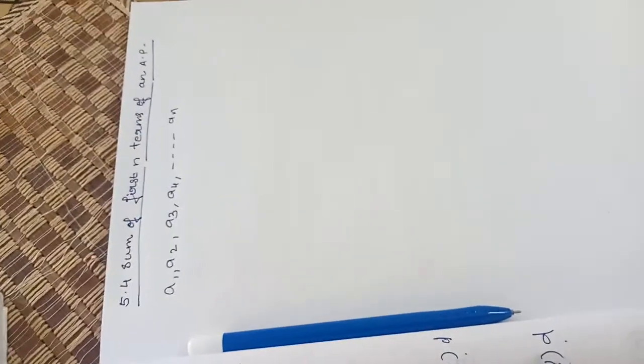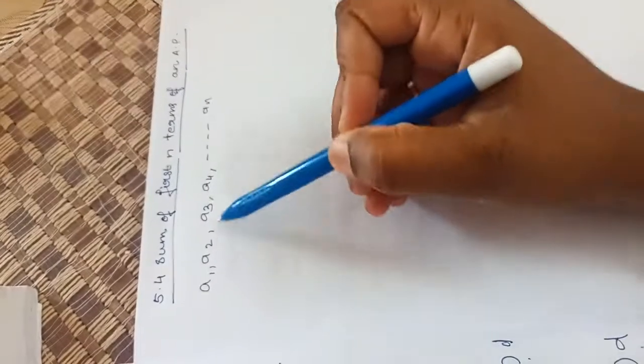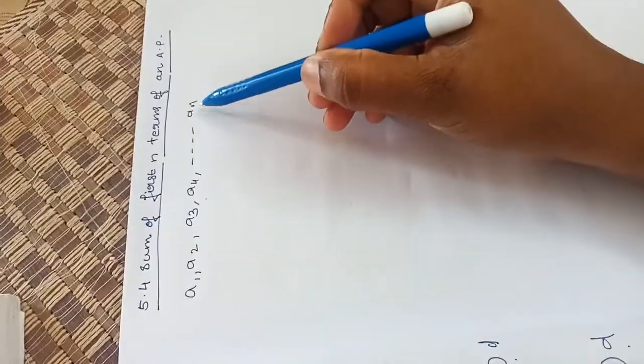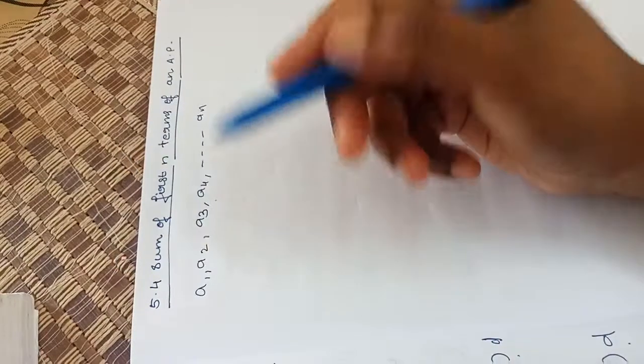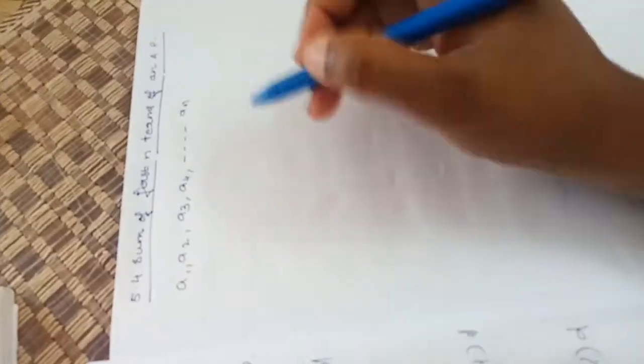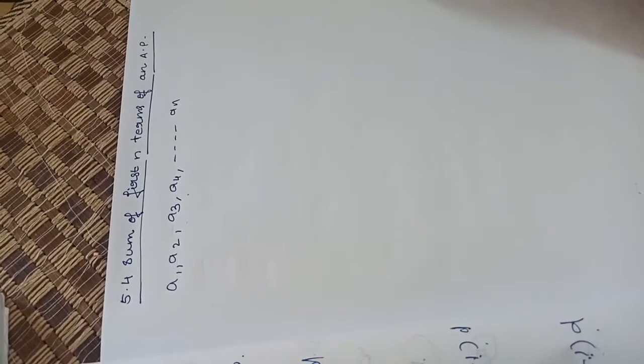Okay, you studied how to find the end term of an AP. That is, if you have an AP like this, if you want to find this end term, then you can use the equation an is equal to a plus n minus 1 into d. Next equation is sum of first n term of an AP.